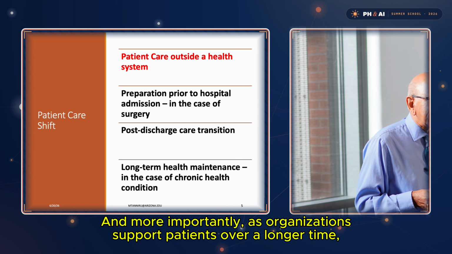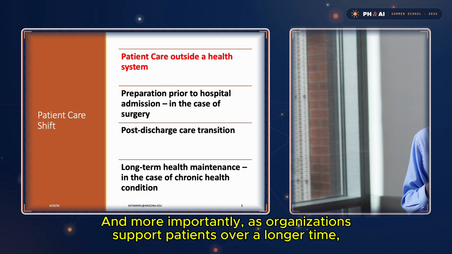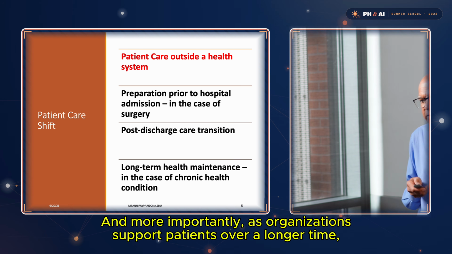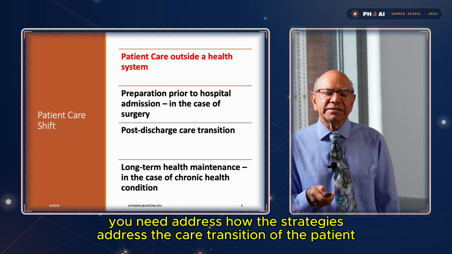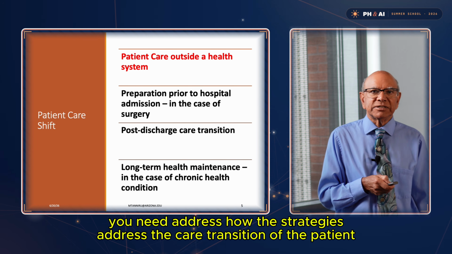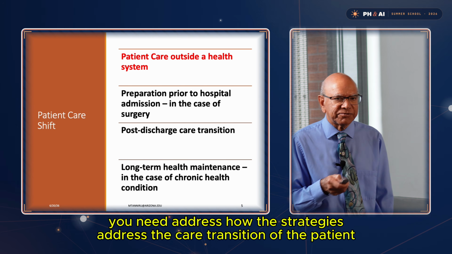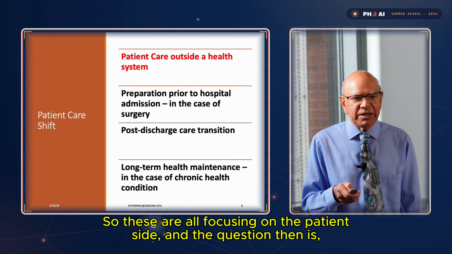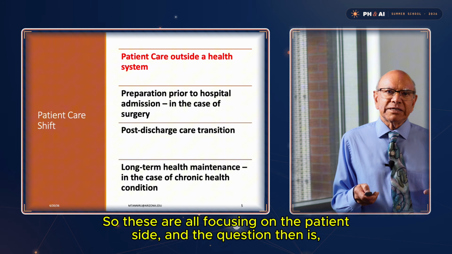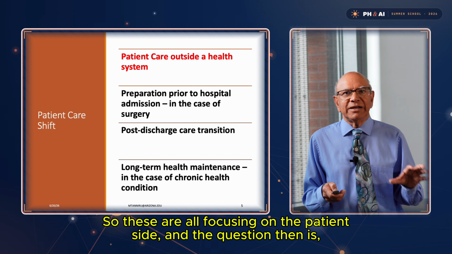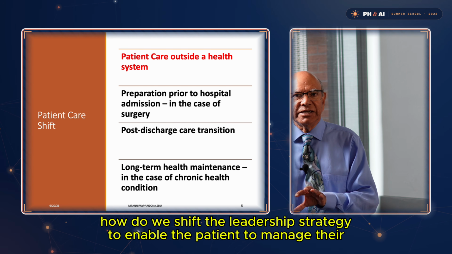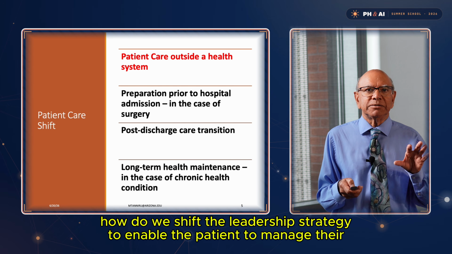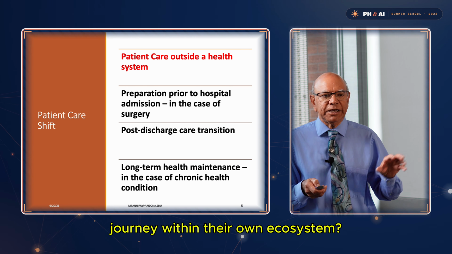And more importantly, as organizations support patients over a longer time, especially chronic care patients, you need to address how the strategies address the care transition of the patient from one journey to the other. So these are all focusing on the patient side, and the question then is, how do we shift the leadership strategy to enable the patient to manage their journey within their own ecosystem?